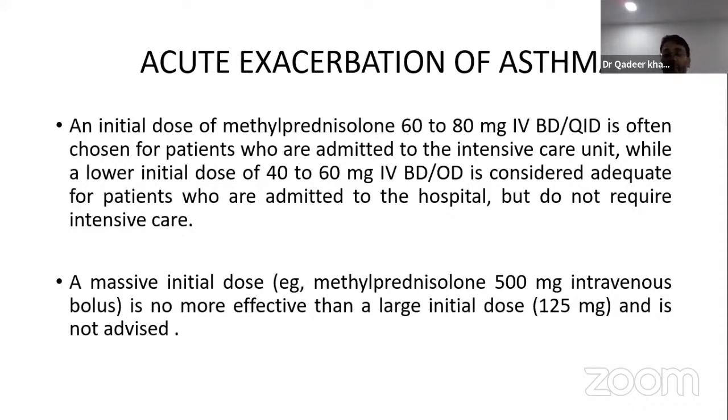The other area where we use it in ICU is acute exacerbation of asthma in patients who present to the ED. When they come to the ICU, the dose which we use is 60 to 80 mg IV BD or QID for patients who are admitted to the intensive care unit, while a lower dose of 40 to 60 mg IV OD is considered for patients who are admitted to the hospital but do not require intensive care. A massive initial dose of 500 mg methylprednisolone is no more effective than a large initial dose of 125 mg.